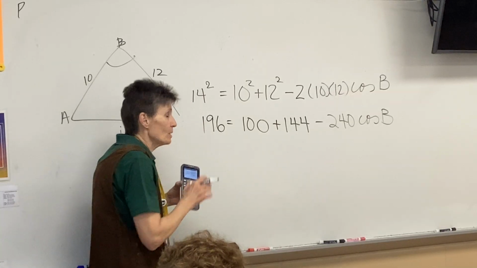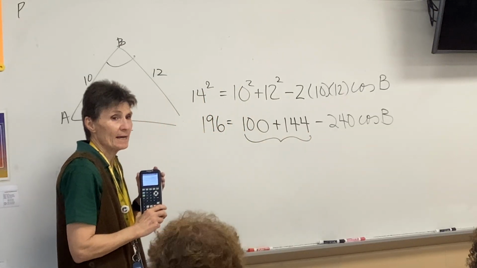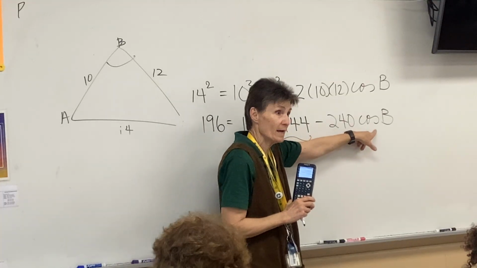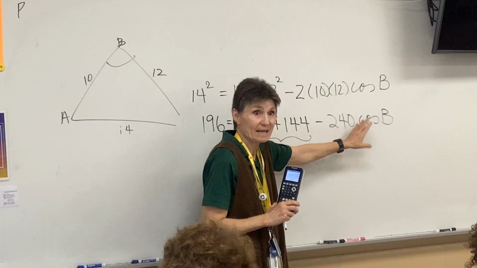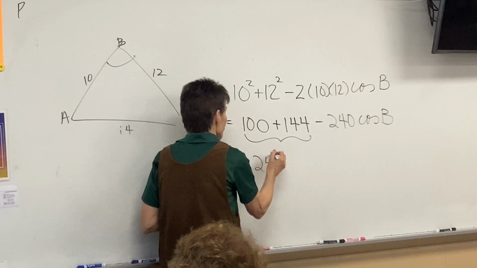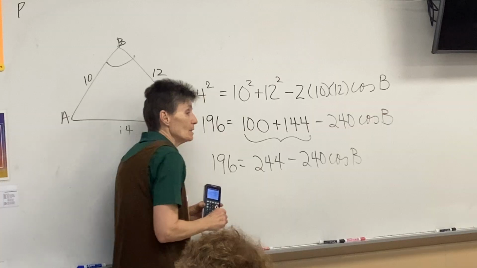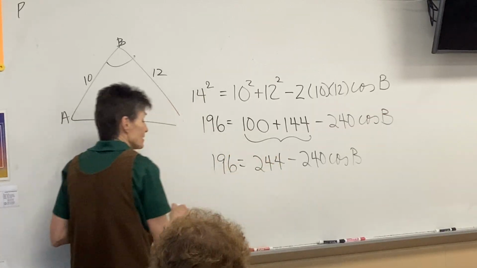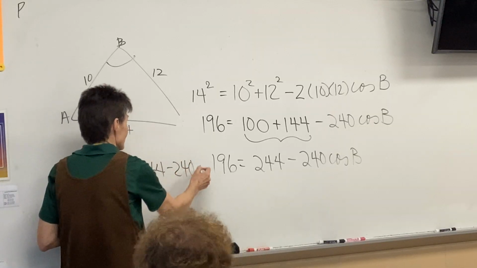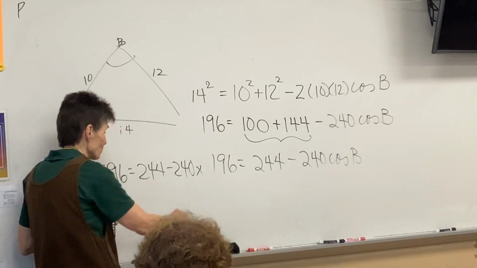Okay. Now, could these two right here be added together? Yes. Don't subtract that one though, because that one is hooked to a cosine. Okay, it's like having an X there. These two can be added. So 196 equals 244 minus 240 cosine B. Do not subtract these, you guys. Please pay attention. That's not a like term. You wouldn't subtract those. Don't subtract.